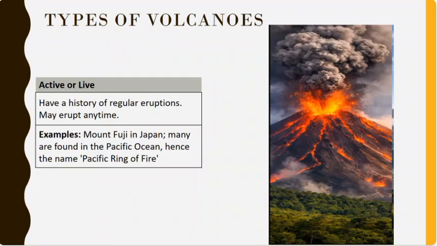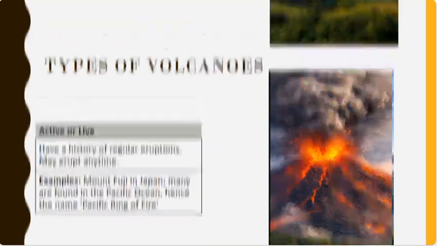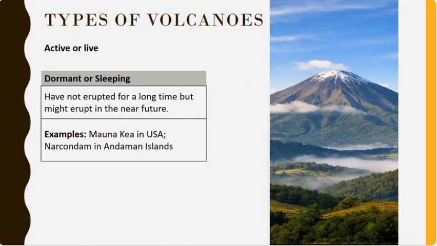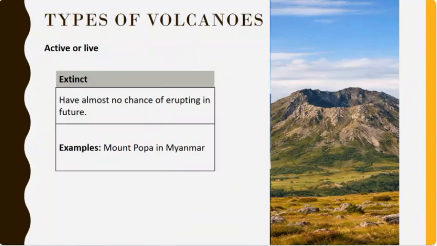Active volcanoes have a history of regular eruptions and may erupt at any time. Examples include Mount Fuji in Japan and many found in the Pacific Ring of Fire. Dormant or sleeping volcanoes haven't erupted for a long time, but might erupt in the near future. Examples are Mauna Kea in the USA and Narcondam in the Andaman Islands. Extinct volcanoes have almost no chance of erupting in the future. An example of this is Mount Popa in Myanmar.